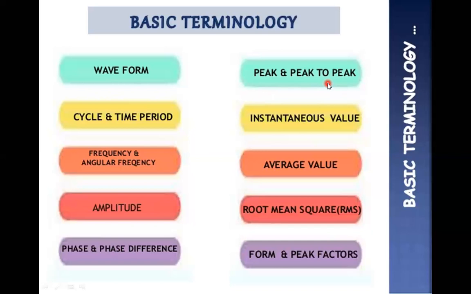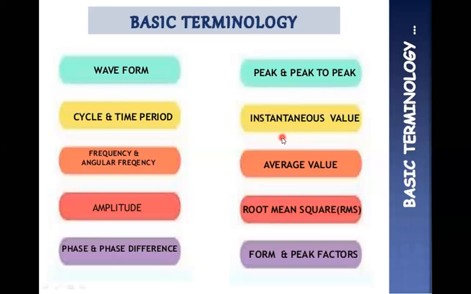So if there is no direct current component in an alternating current wave, then the peak to peak amplitude is twice the peak amplitude. So whatever the value of amplitude we get, if you multiply by 2, that will be the peak to peak value.